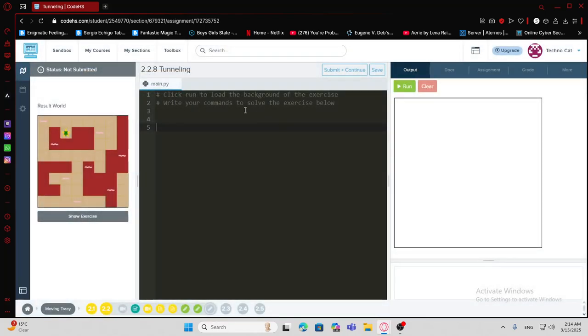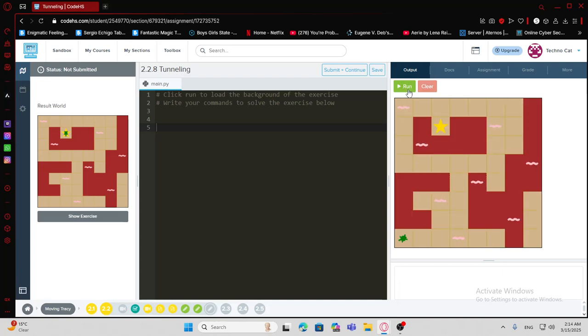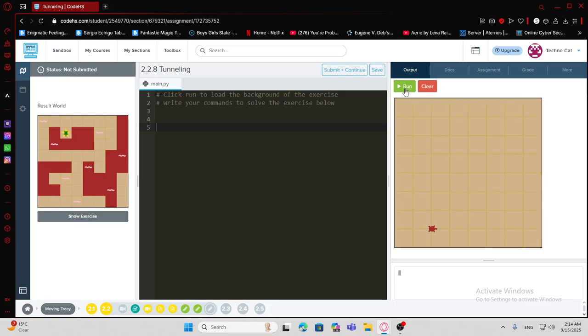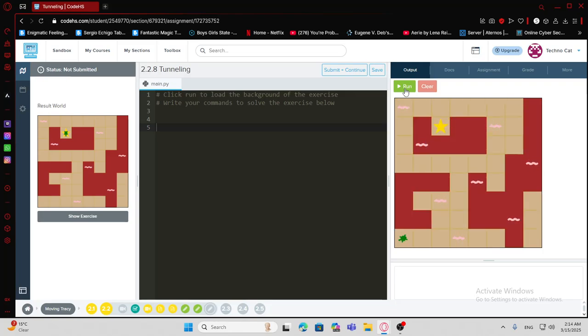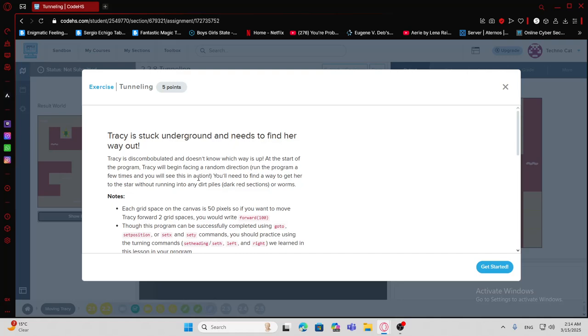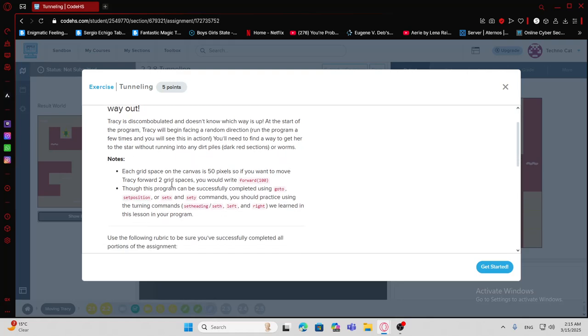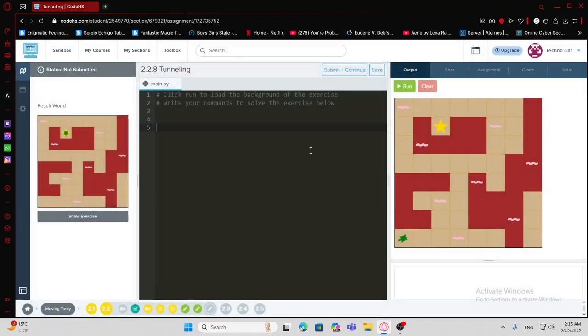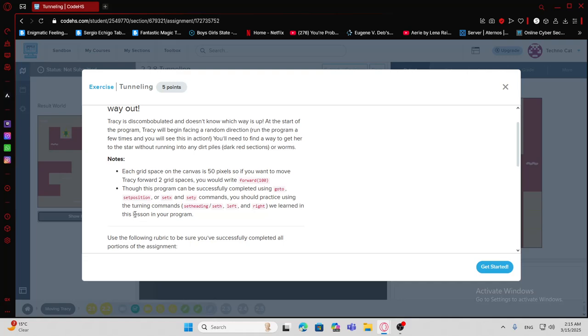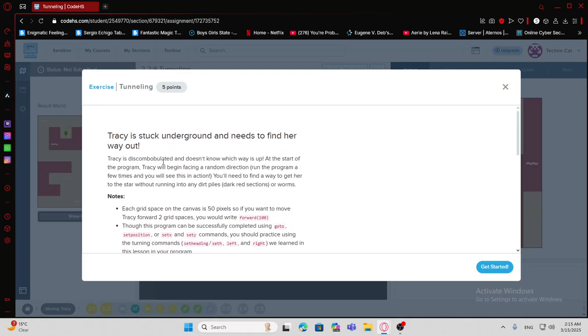Oh. That's interesting. That's very interesting. Okay. Find a way to get to the start without... Okay. So they don't want her touching any worms or red pixels.